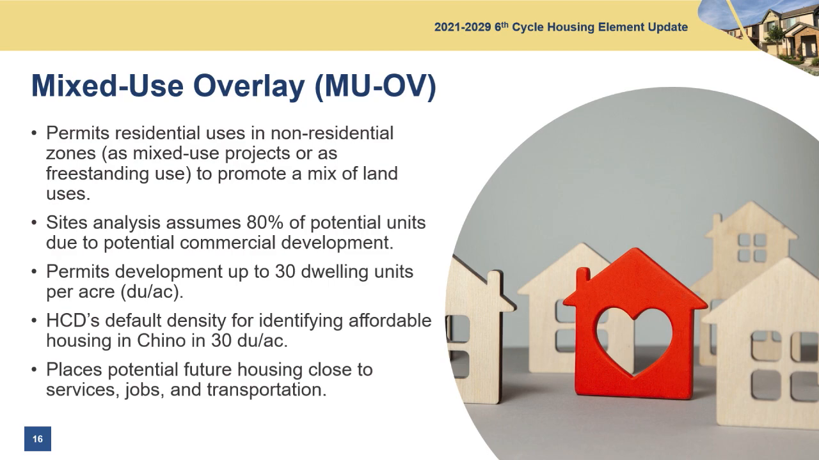For this, because we assume that commercial uses might stay or there might be a larger commercial component, we essentially applied an 80% factor to the potential development yield of these sites to get a more realistic capacity of what might come on these sites. Ultimately, these sites are still available to be developed up to 30 dwelling units an acre, as the zoning says, but we wanted to make sure that we accommodated for potential other uses, given the definition of that strategy. As I mentioned, HCD's default density is 30 dwelling units an acre.